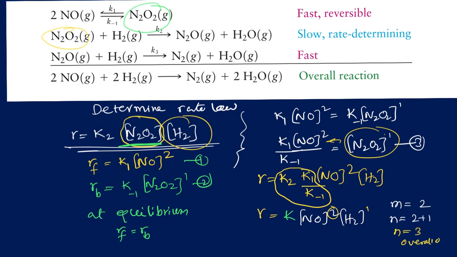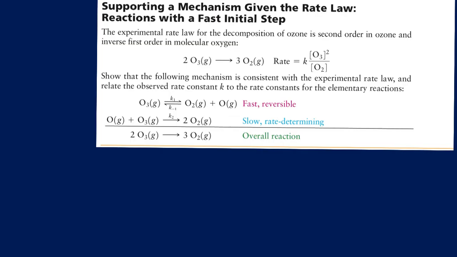With respect to NO, second order; with respect to H2, first order. Like this, the rate law will be determined. So finally, R is equal to K NO concentration power 2, H2 concentration power 1. This is the rate law for this reaction. So here one overall reaction is given, and they have given the rate law also. We can find out from the given mechanism whether it matches exactly or not.